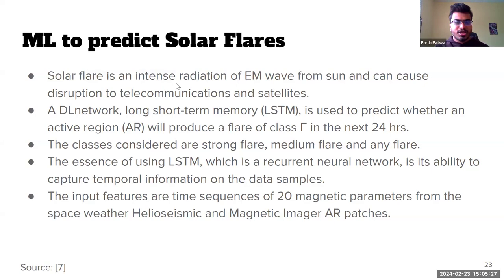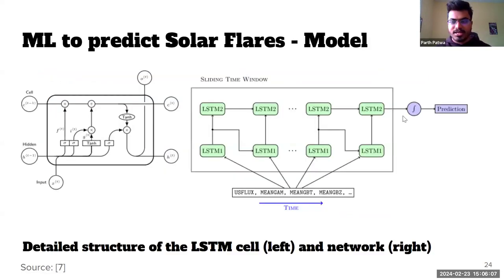A solar flare is an intense radiation of electromagnetic waves from the sun, which, when it happens, leads to a disruption of telecommunication and real world challenges. So researchers created a deep learning network using LSTM to predict whether the next solar flare will be strong, medium, or low. And LSTM is intuitive to use here because it is time series data, where we have the input features of the sun as a time series, and it predicts how strong the solar flare will be.